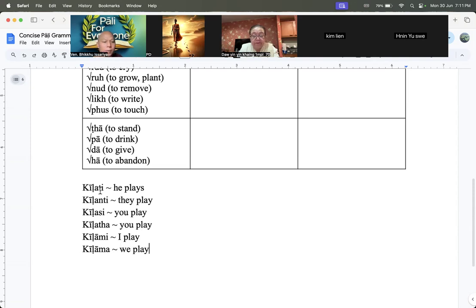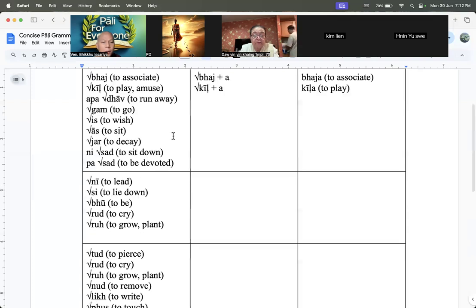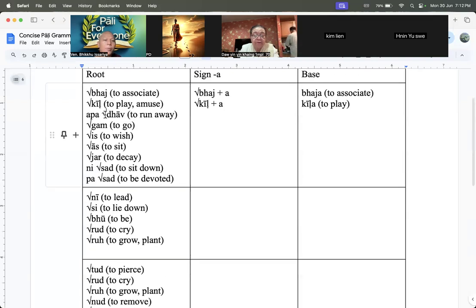You see just this ti and anti, si, tha, mi, and ma. So to the base, we can add the verb termination, and then we can form the complete verb in this way. And then the next verb also, dhavati.